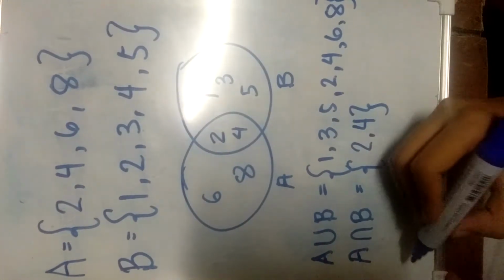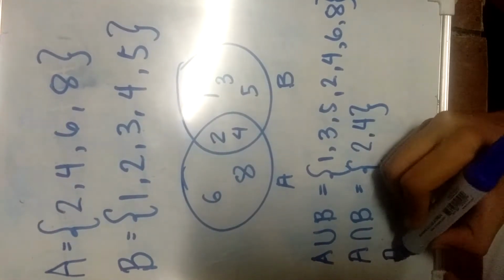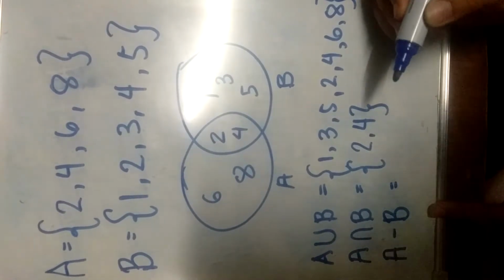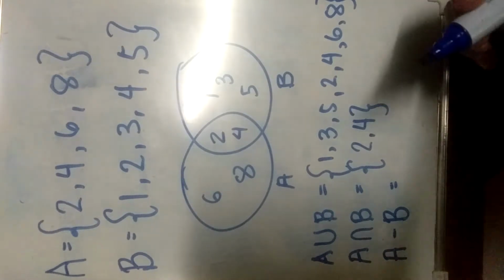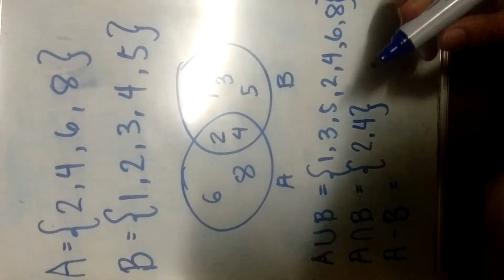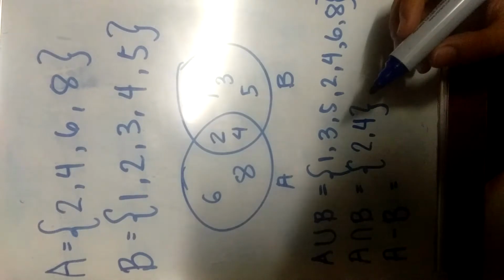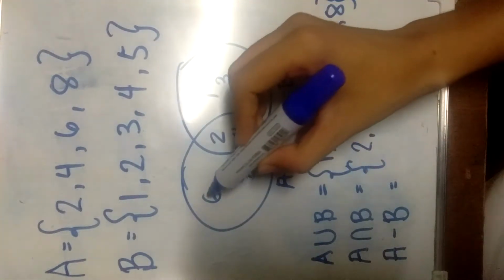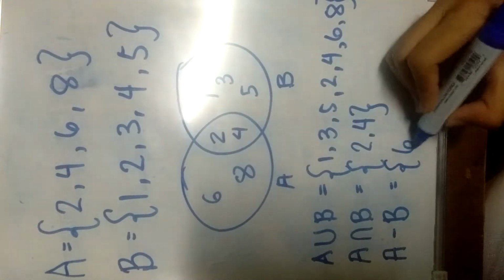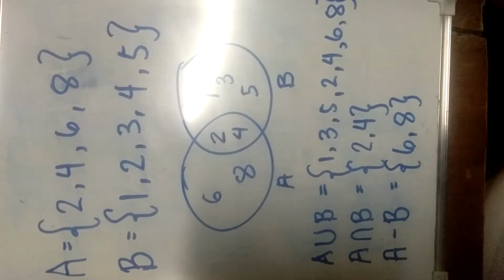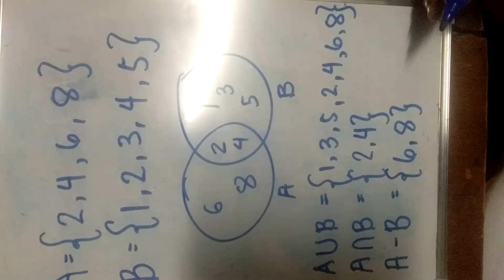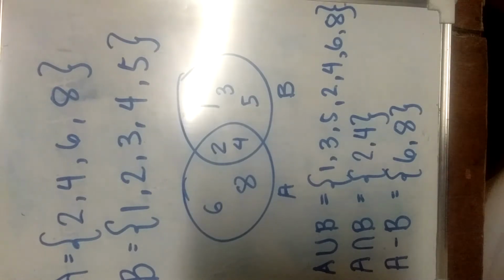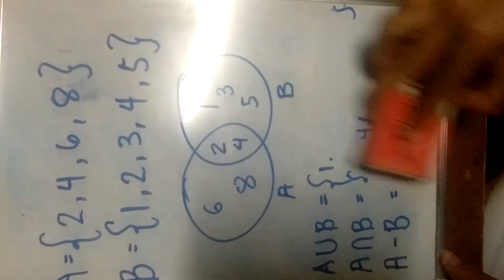Now, let's have the difference of A and B. So A minus B is the elements that belong to set A but do not belong to set B. So obviously 6 and 8. Simple. Okay. So let's have another example.